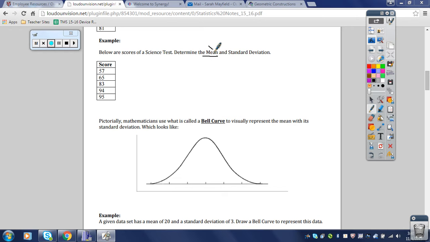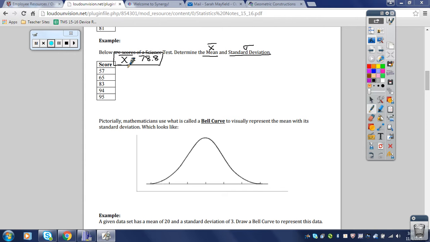My variable for mean, x bar. My variable for standard deviation, sigma. Okay. So first you find the mean. First I'm going to come over here and find x bar. Add them all up. Divide by 5. You get 78.8. So that's my mean, step 1.